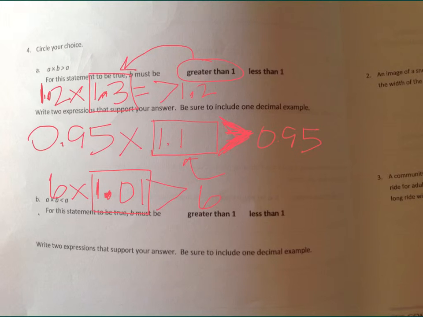Okay? Down here in B, you're going to have to do the exact opposite. You're going to have to find decimals that are less than 1. So when you take 1.2, and you multiply any decimal that is less than 1, your answer is always going to be less than what you started with. Because of this number, it is less than 1. So that's what today's lesson was all about.